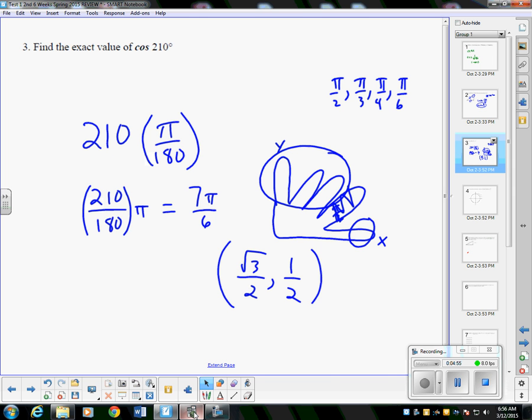So now what we need to do is figure out in what quadrant 7 pi over 6 lands, because that's going to determine whether we have positives or negatives.